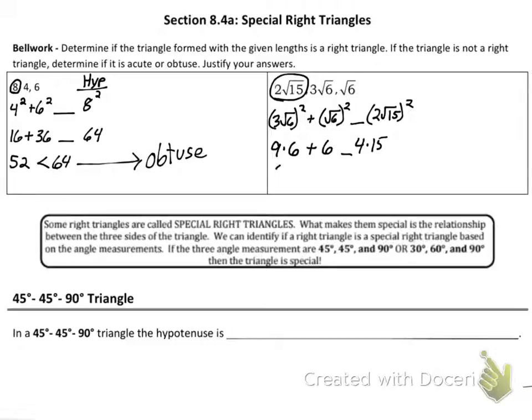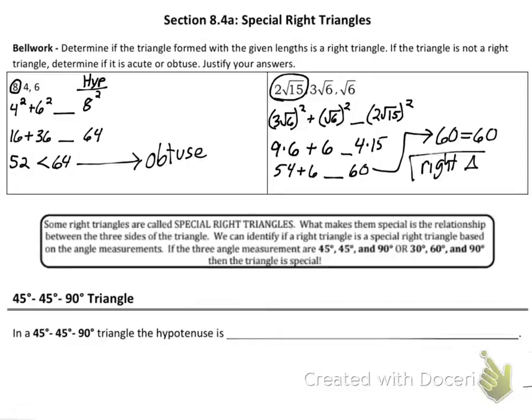9 times 6 is 54, plus 6 has something to do with 4 times 15, which is 60. Well, it's weird I was using that equal sign because 54 plus 6 is 60. 60 equals 60. So what kind of triangle is this? Right. Right and correct. Right triangle. I think this is the easiest, the equal equals a right triangle.